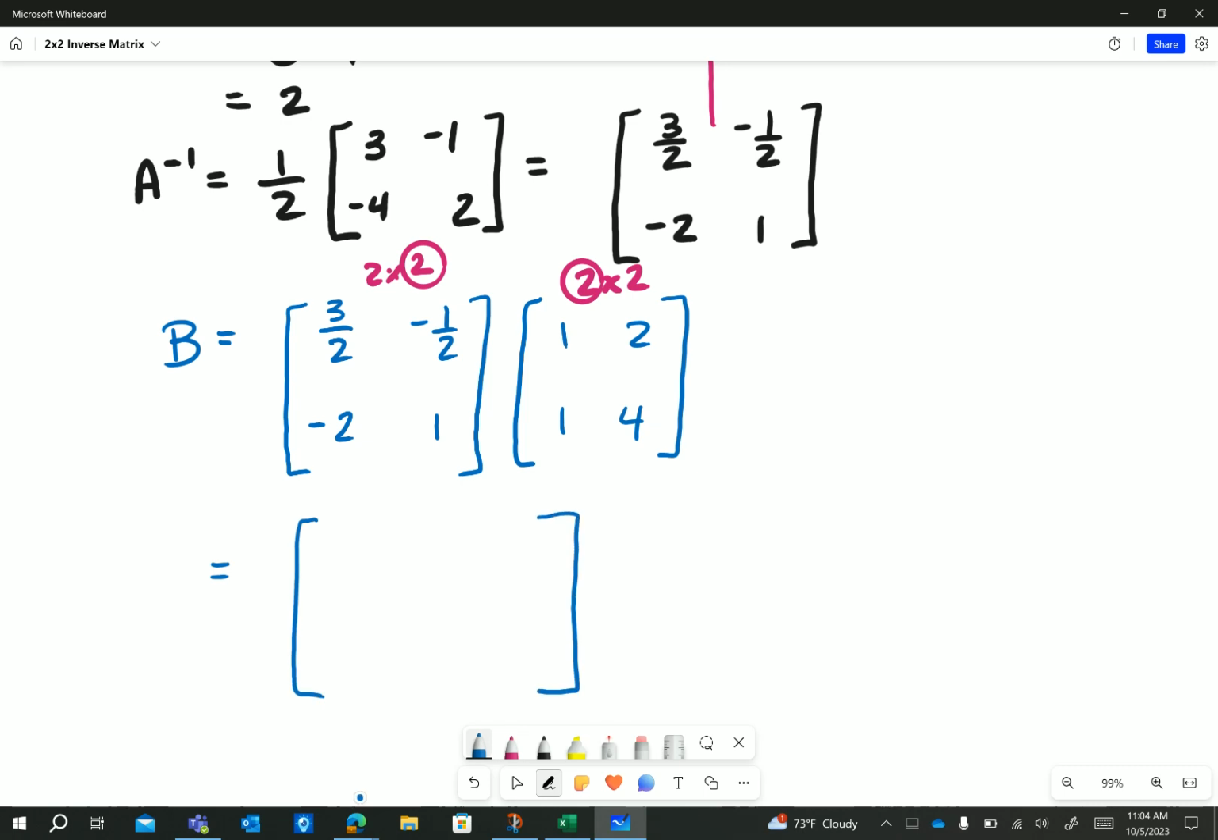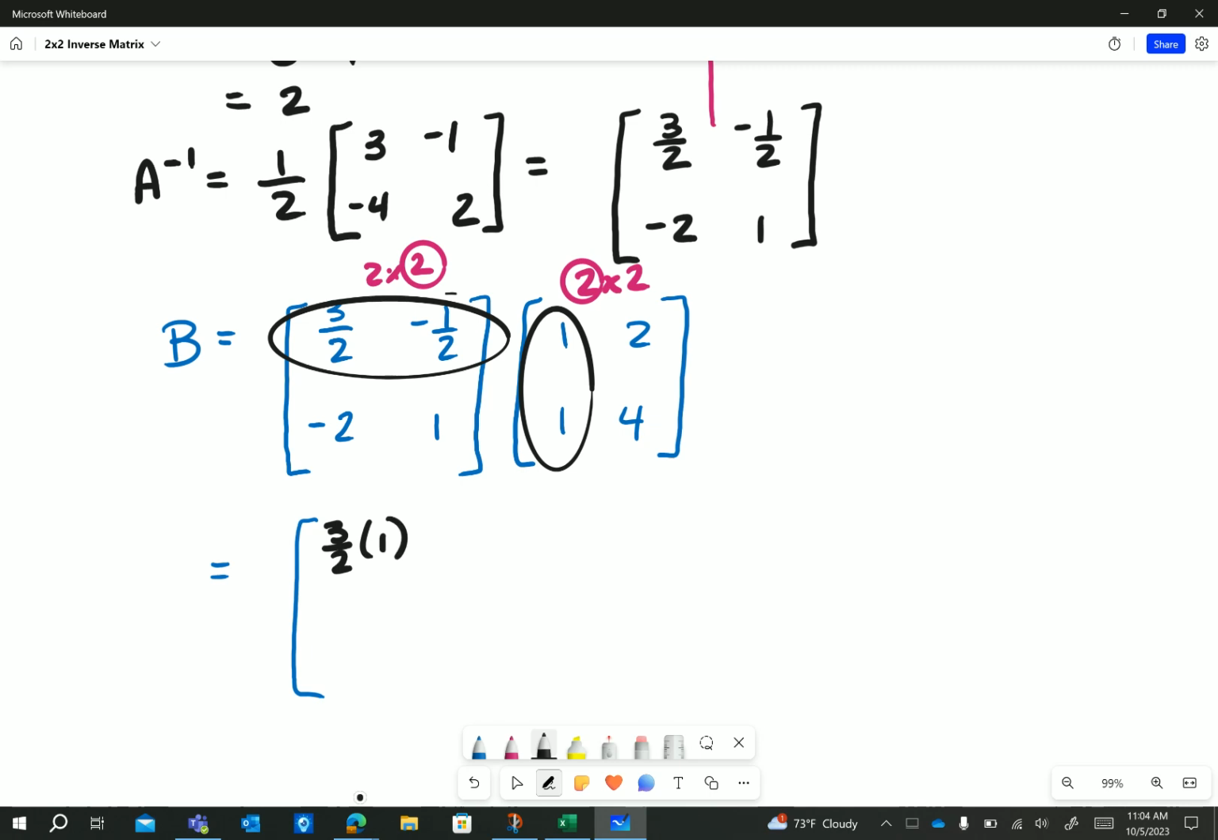So let me actually not put this here, just in case I need some space. So we do row by column. So 3 halves, let me circle this, row by column. So 3 halves times 1 minus a half times 1. Then I do it again for the other one. I'm going to multiply it with this one. 3 halves times 2 minus a half times 4.